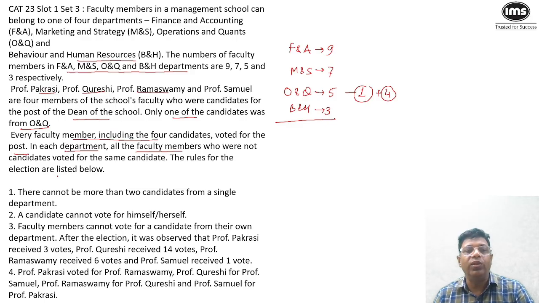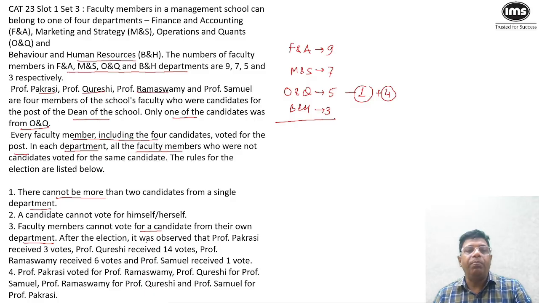And there are certain rules that are given. There cannot be more than 2 candidates from a single department. So from one particular department, you can have a maximum of 2 candidates. Okay. A candidate cannot vote for himself or herself. So a candidate is voting, but not for himself or herself. Faculty members cannot vote for a candidate from their own department. So I can't vote for a candidate from my own department. So like these 4 members of O&Q cannot vote for the professor who is from O&Q.